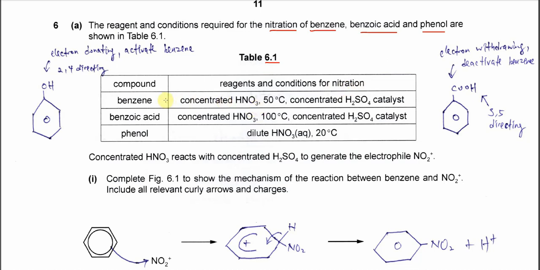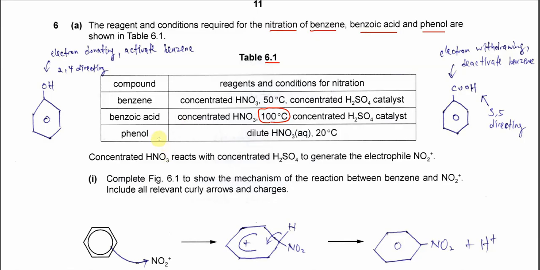For benzene, the reagents and conditions needed are concentrated HNO3 and concentrated H2SO4, which is the catalyst, and the temperature is 50 degrees C. When benzoic acid needs to undergo the same nitration, it needs a harsher condition, a higher temperature. It's not 50 degrees C, now it's 100 degrees C for benzoic acid. This means it's relatively more difficult for benzoic acid to undergo nitration.